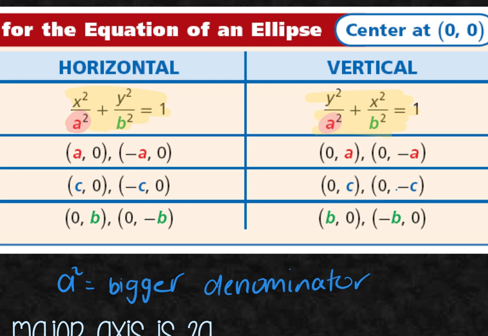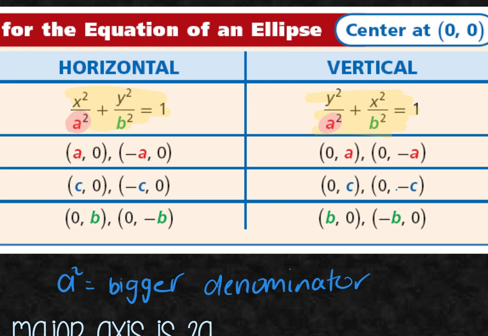Then every one of these gives you a chart. If you want to memorize that if it's horizontal, then you're changing the x. So you're going up A and down A. And you're changing the x for the foci, up C and down C. And then for the covertices, you'd be changing the y, because you're going the opposite direction. So it'd be positive B and negative B.